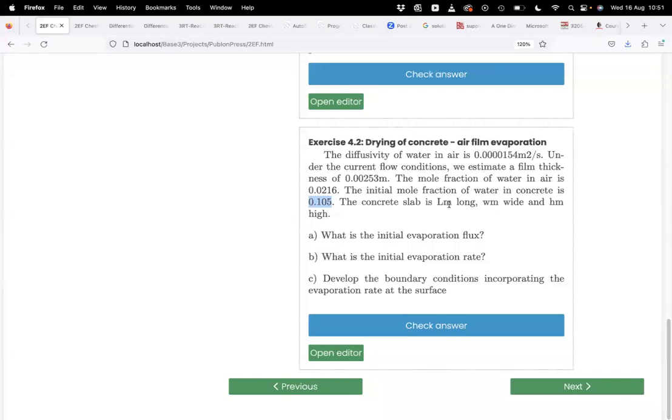I think I do actually have numbers for these, so I'll just re-render this page with the numbers. And then we want to know what's the initial evaporation flux. So how fast is water evaporating? What's the evaporation flux from the surface of water? And then what's the evaporation rate? And given that we are now using film theory, now we know how to incorporate film theory here, what does the boundary condition become? Right, so this is the first problem in our tutorial.